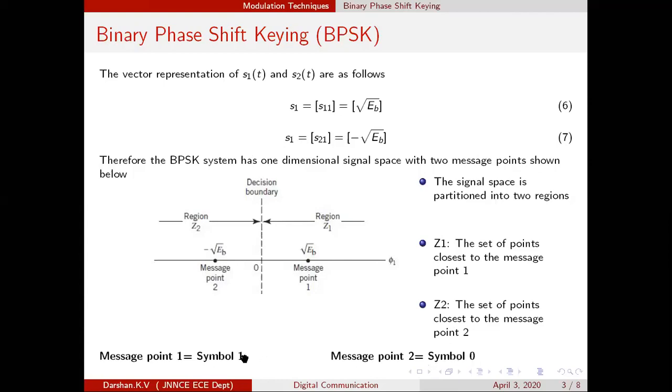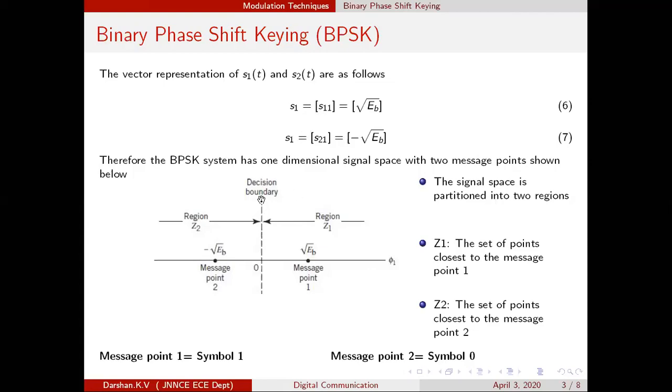So what is symbol 1? It is the first message, or it corresponds to S1 of t, or point S1. Then what is symbol 0? Message point 2. It corresponds to signal S2 of t, or point S2. This should get into your mind properly. So we had plotted the two points S1 and S2. The point which corresponds to symbol 0, or S2 of t, is plotted to the left side of the axis, and to the right side of the axis you are plotting the point 1.